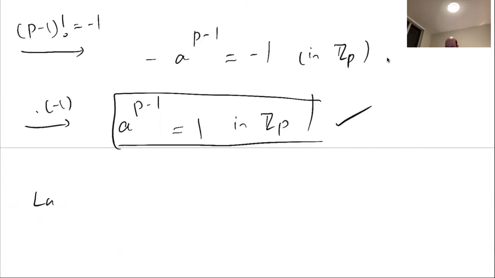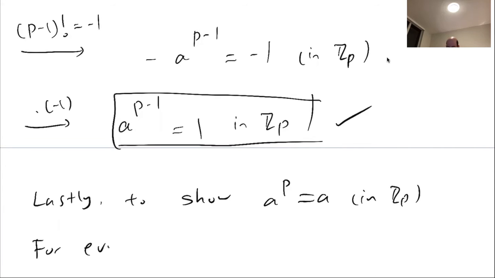And lastly, to show a to power p equals a, again in Zp, for every a in Zp, because remember Fermat's little theorem had two parts. The first part said a to power p minus 1 equals 1 if a is anything except 0 in Zp, which means every integer except multiples of p. And the second part said a to power p equals a for every number, whether multiple of p or not. In other words, in Zp, whether it's 0 or not.